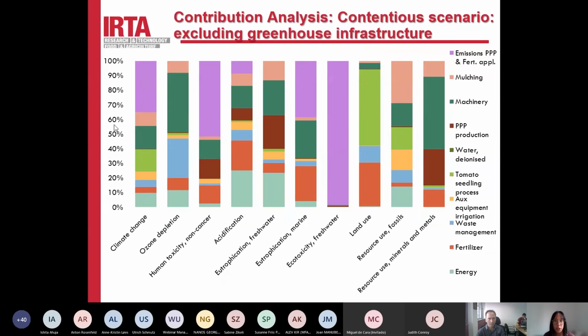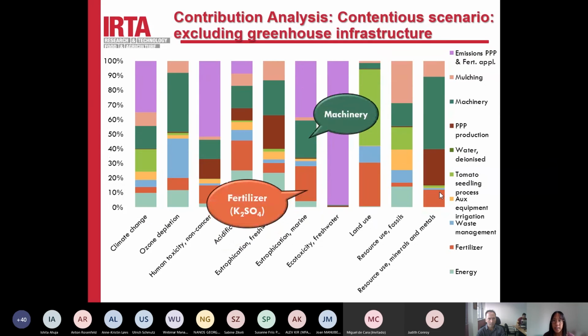Here, removing the blue greenhouse, we can see that machinery in teal and fertilizer production in dark pink are other important hotspots in the contentious scenario because they contribute to things like eutrophication. Machinery, you can see, contributes across many different categories: climate change, ozone depletion, resource minerals, and metal depletion.